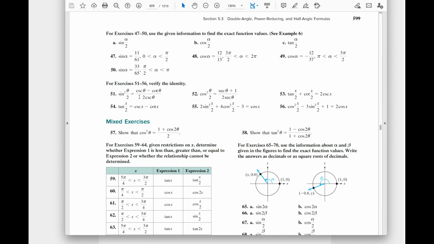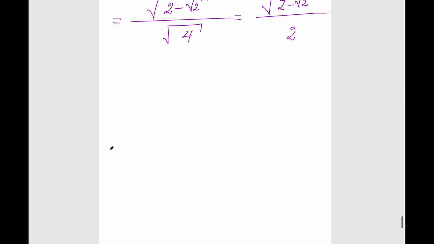All right, so how about doing a problem here? One of these problems, verify the identity. Let's go to the last one, 56. We want to show that cosine squared of x over 2 minus 3 times sine squared of x over 2 plus 1 is equal to 2 cosine of x. Okay, so this is number 56.